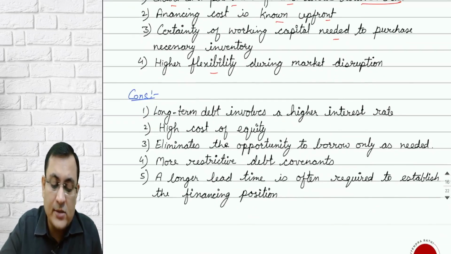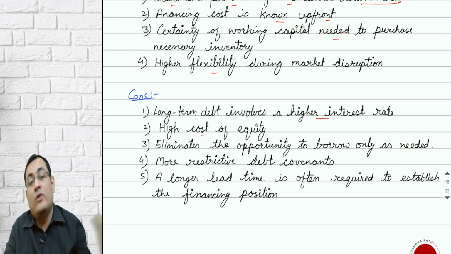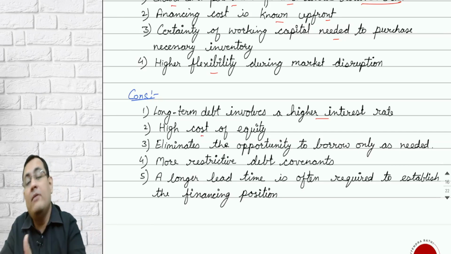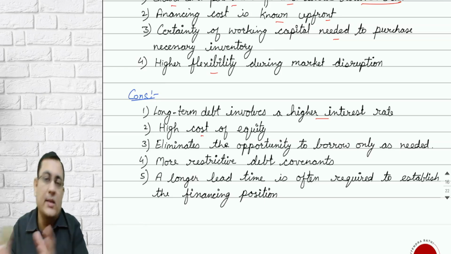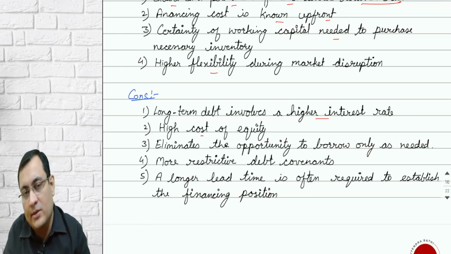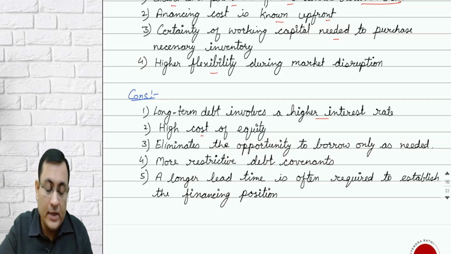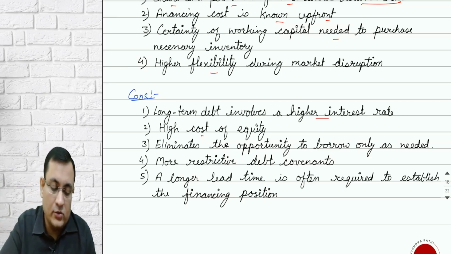Cons, disadvantage: long-term debt has a higher interest rate. If we are raising from equity, again, equity is the costliest source. So again, high cost. It eliminates the opportunity to borrow only as needed. Since you have got the finance for 10 years, even if you are not having additional demand for your product, that finance will still be there. You need to pay returns to investors and that finance is sitting idle in your business. So you are losing opportunity cost. Actually, it is going to create opportunity cost.